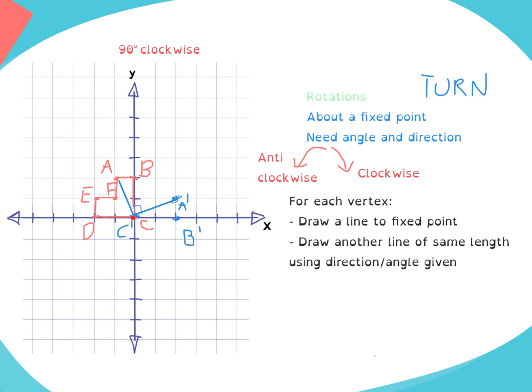So for D, there's already a line drawn. D will actually go up here. For E, I draw a line to the fixed point, and then I go at 90 degrees clockwise. E would be up there. And similarly, F would move to here. So once I have all the vertices in place, all I need to do is join up the shape. So here, this blue shape is a rotation 90 degrees clockwise of the red shape.